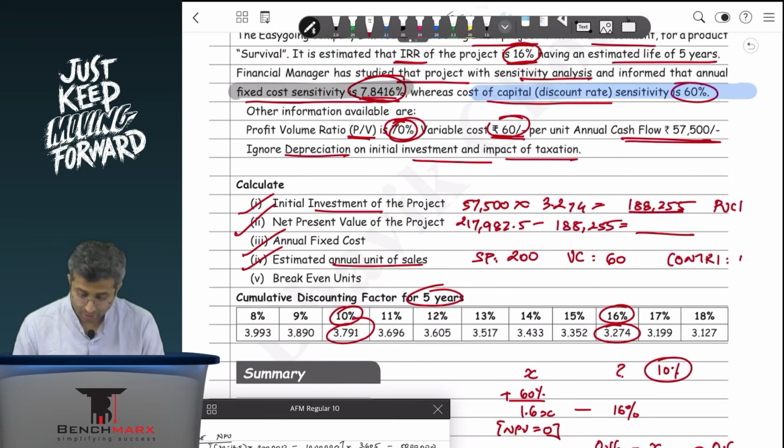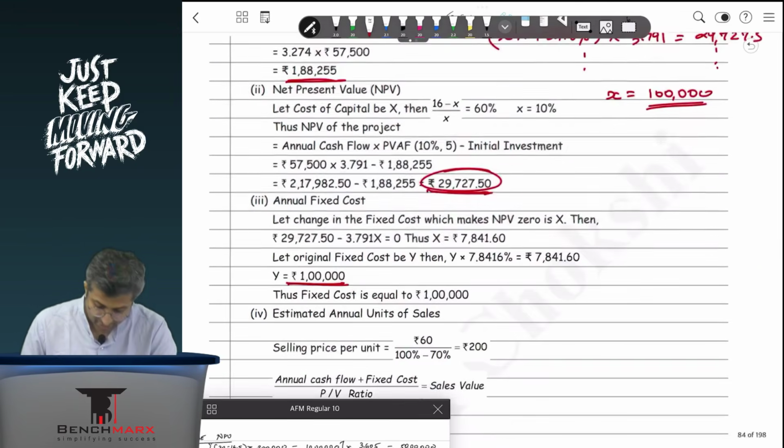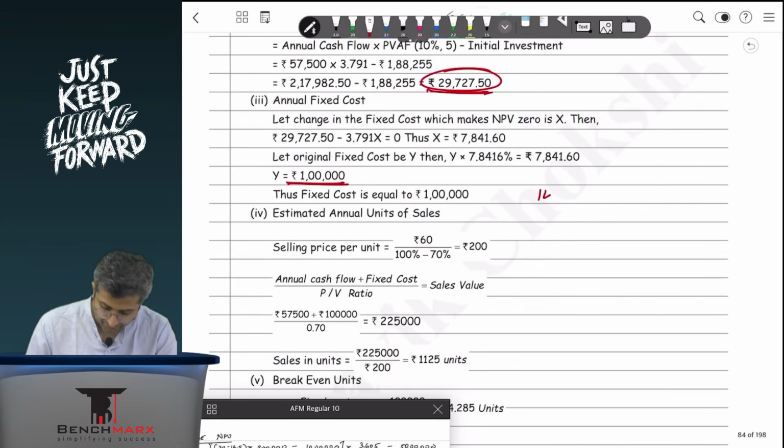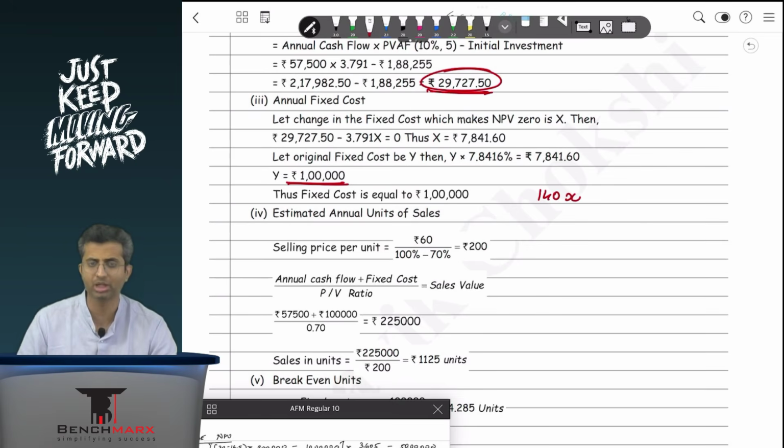Now this is contribution per unit. How many units are there? Well, I don't know. Let the number of units be X. In which case you will say that 140X, where 140 is the contribution per unit, into X, that is the number of units, minus the fixed cost, this is 1 lakh. This will give you the annual cash flow, but well, the annual cash flow is 57,500. It's a fairly good question.